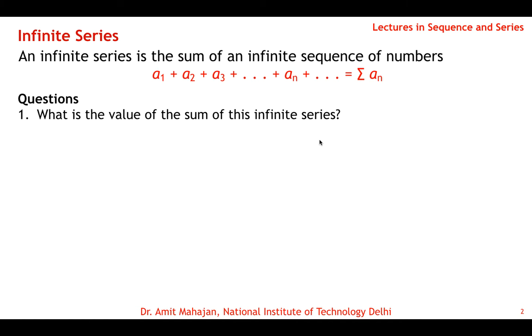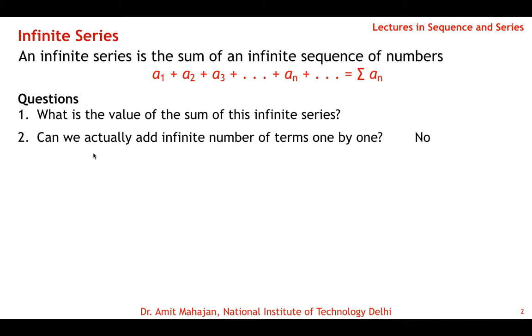The second question that arises is: can we actually add an infinite number of terms one by one to calculate this sum? The answer is obviously no, because there are infinitely many terms to add, and we cannot just keep adding one term after another to see what comes out. So if the sum is there but we cannot just keep on adding one term after another, then how do we calculate this sum?